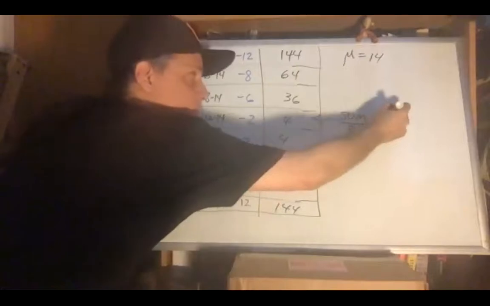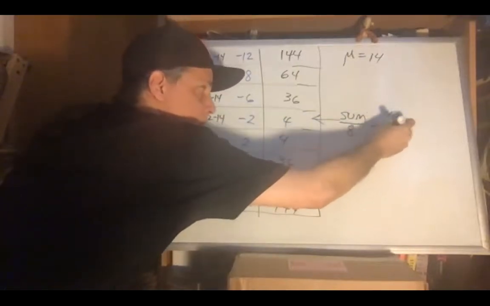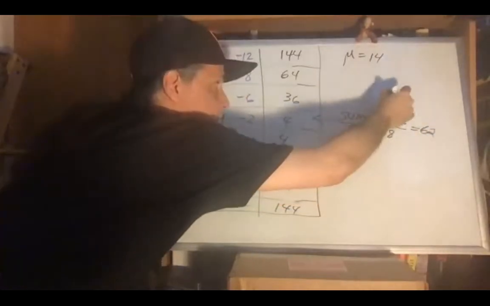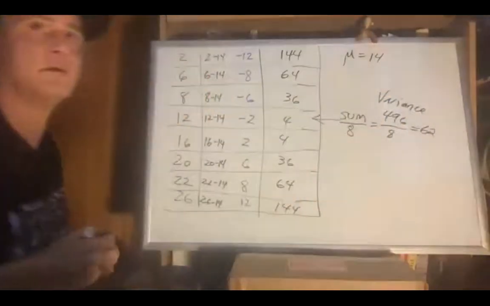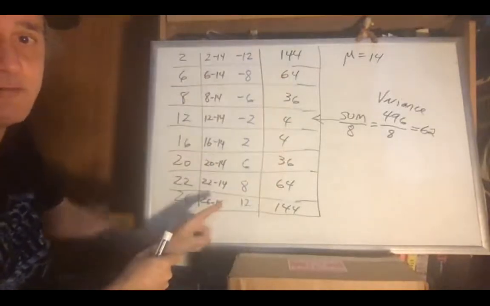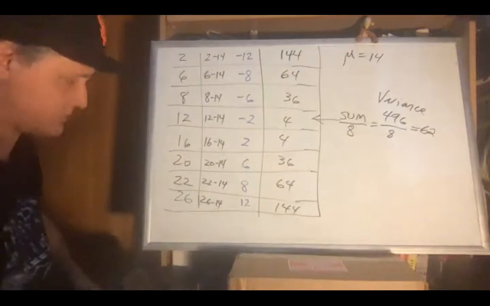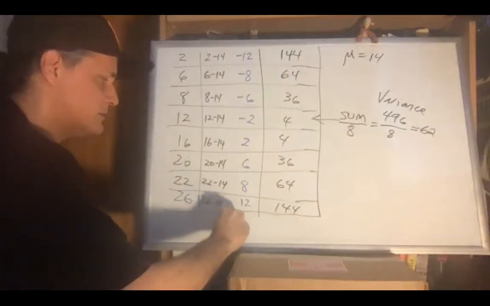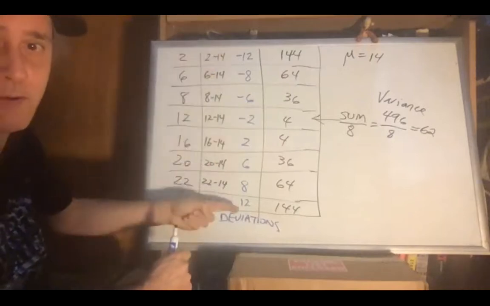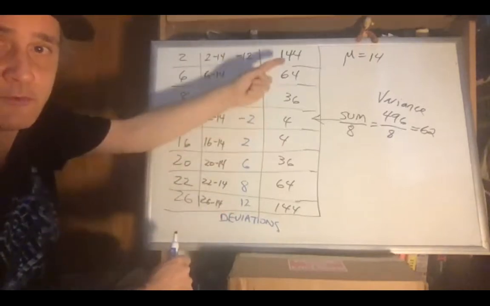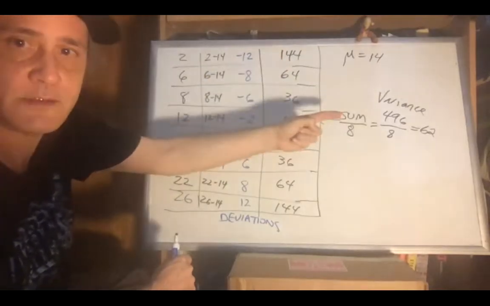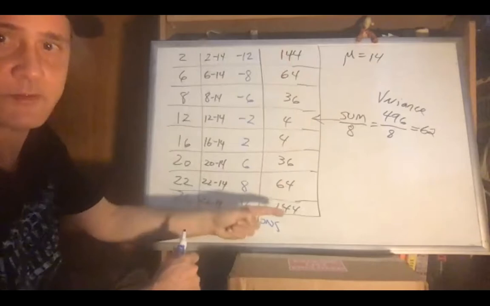Okay, so you should get 496. And then when you divide by 8, you get 62. Well, that's called variance. That's basically the average of the squared deviations. That's what these numbers over here are called. These are called deviations. Some of them are negative, some of them are positive. These are the squared deviations. And so the variance is the average of the squared deviations.